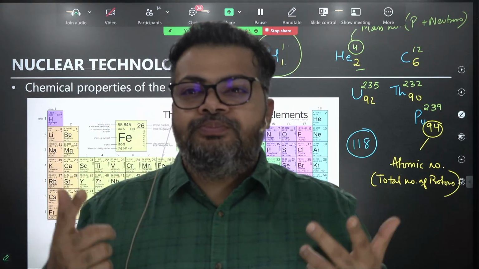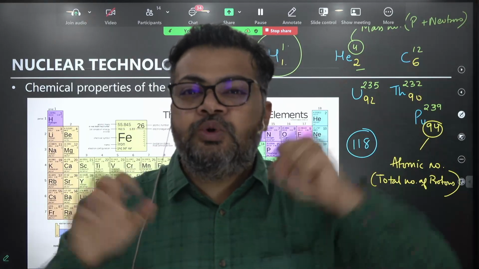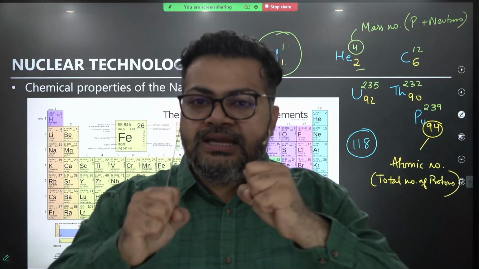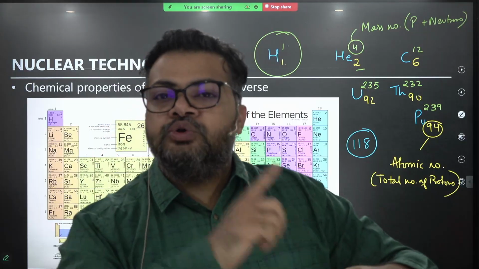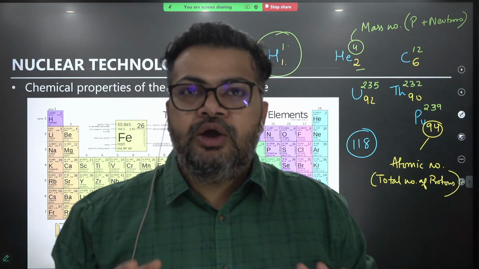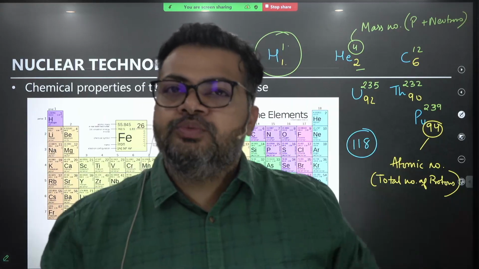When you try to create a picture of carbon, there are 6 protons in the nucleus of carbon, and there will be 6 electrons revolving around the carbon nucleus. All of you would agree? 6 protons at the center and 6 electrons would be revolving.